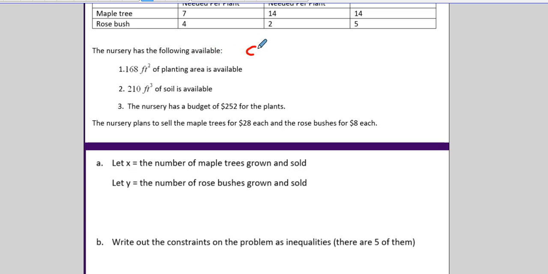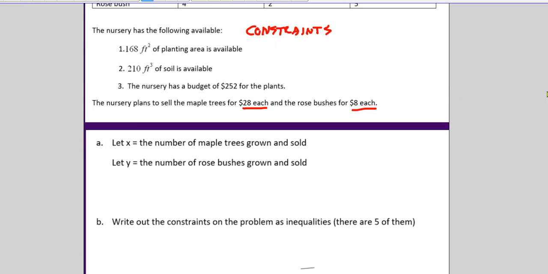Now the nursery has the following things available. These are called constraints, because we have limited resources. The nursery has 168 square feet of planting area available, 210 cubic feet of soil available, and a budget of $252 for these two plants. The nursery then plans to sell the maple trees at $28 each and the rose bushes at $8 each.